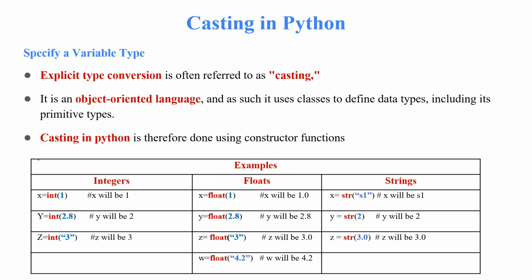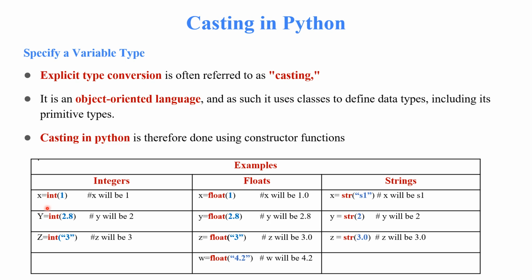The last part is casting in Python. What is casting in Python? Explicit type conversion is often referred to as casting. We have already discussed that Python is an object oriented language. It uses classes to define the data types, and includes primitive data types, which are the basic data types. So casting, how is it done? It is done using constructor functions. Here are some simple examples to understand casting.